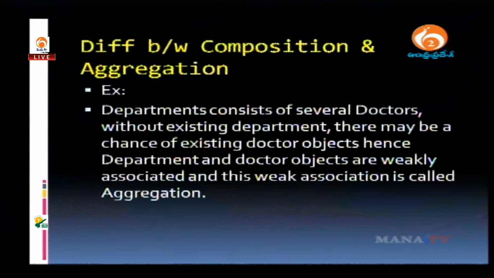Without the container object existing, if there is a chance of the contained object existing, then container and contained objects are weakly associated, and this weak association is called aggregation. Example: a department consists of several doctors. Without the department, there may be a chance of doctor objects existing. Hence, departments and doctor objects are weakly associated, and this weak association is called aggregation.